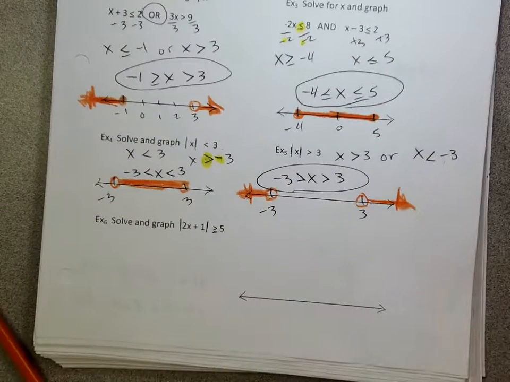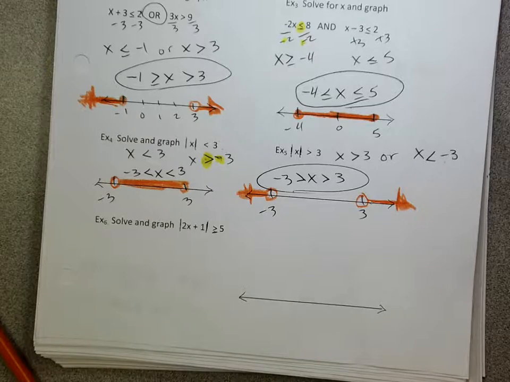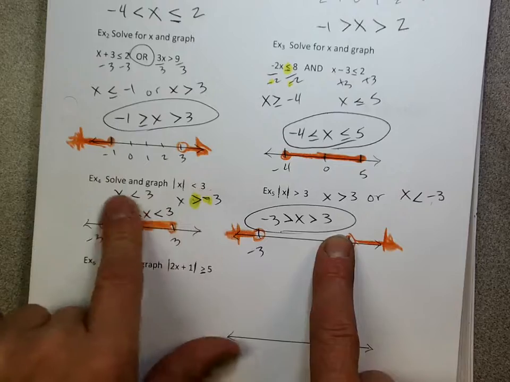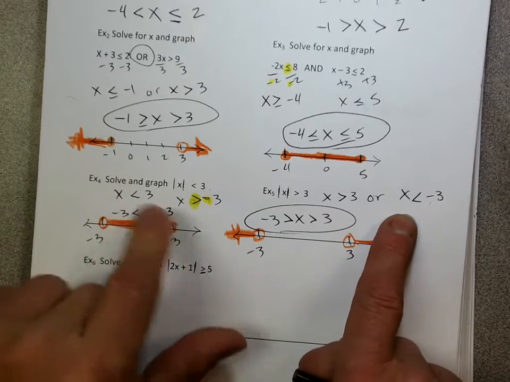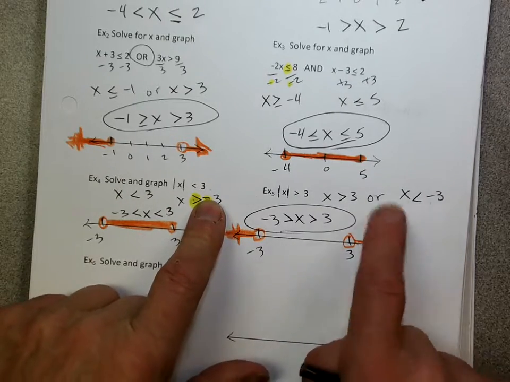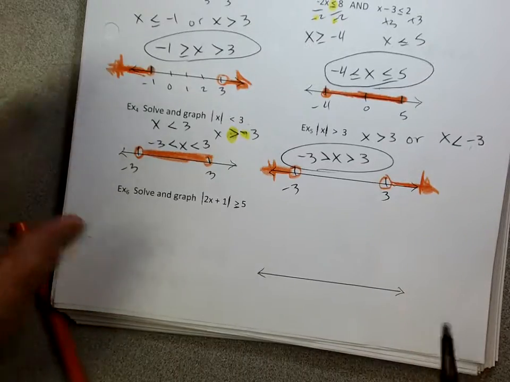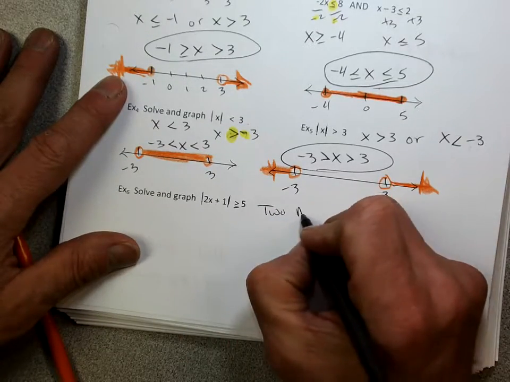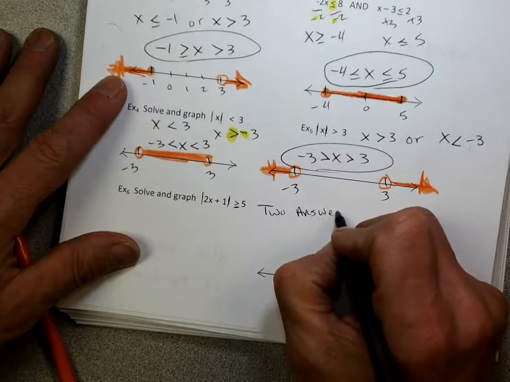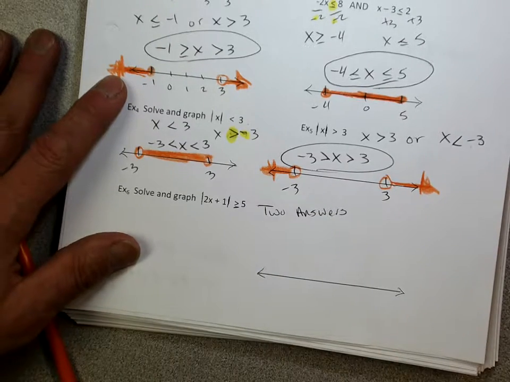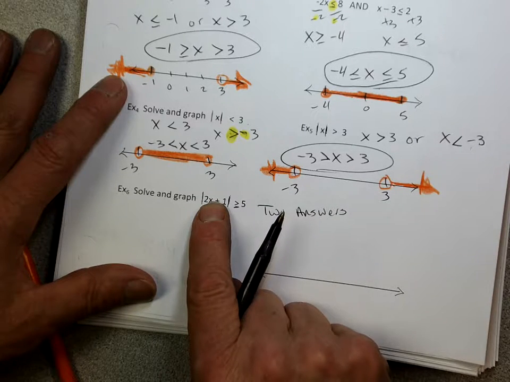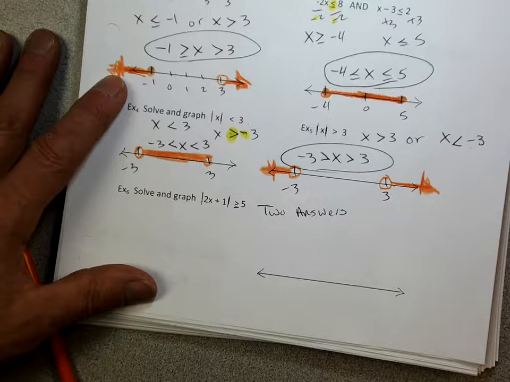Okay, now, example 6, a little bit different. You see, we wound up with two answers on both these, didn't we? 4 and 5, we wound up with two answers. We ended up with a positive answer and a negative answer. So watch and listen carefully. I need two answers. I need a positive answer and a negative answer because it's an absolute value, right?